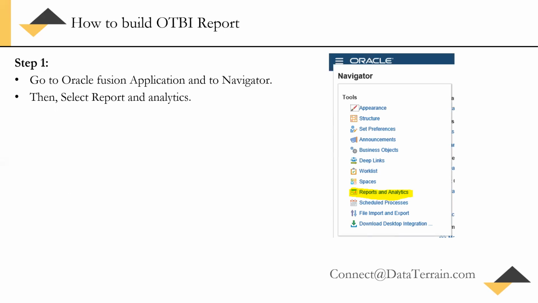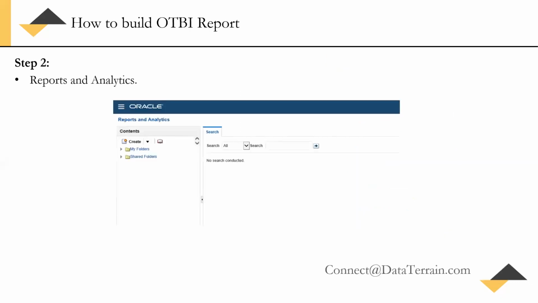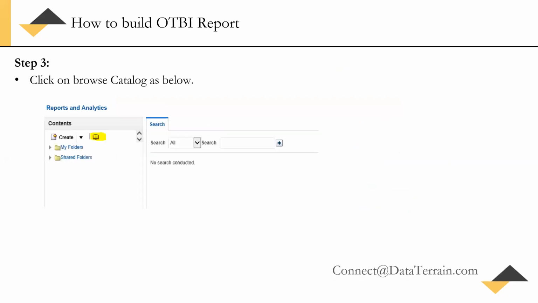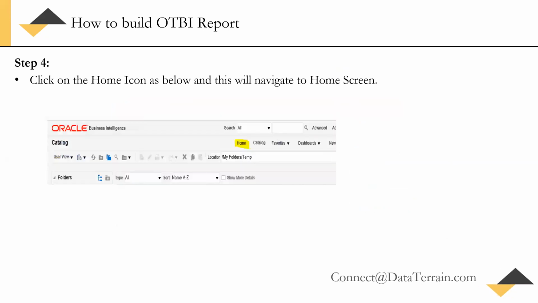So let's see the report here. Once you go to the Oracle Fusion application, on the left hand side you can see a hit bar. From there you need to select Reports and Analytics. Once you select Reports and Analytics, you can see this screenshot over here. I have highlighted in yellow color, so you need to click that for Browse Catalog. Once you click there, it will navigate to the OBI page.